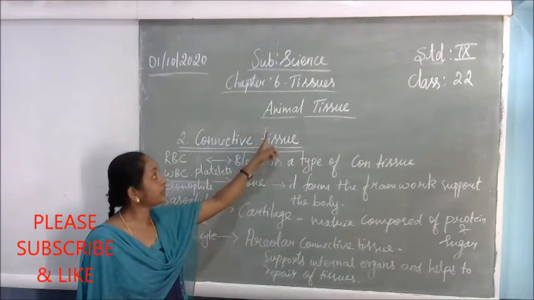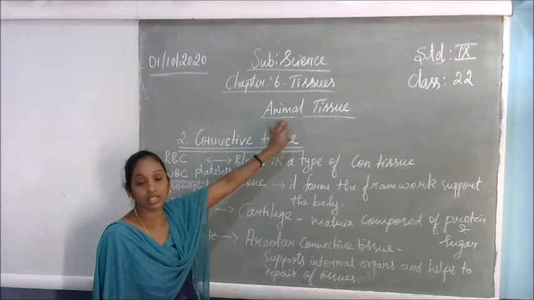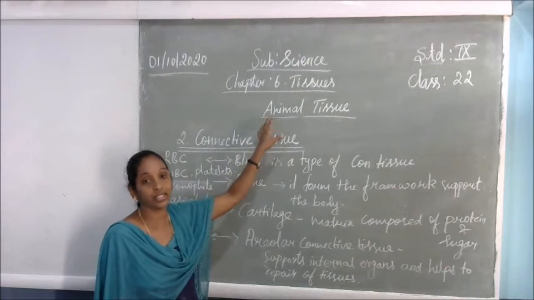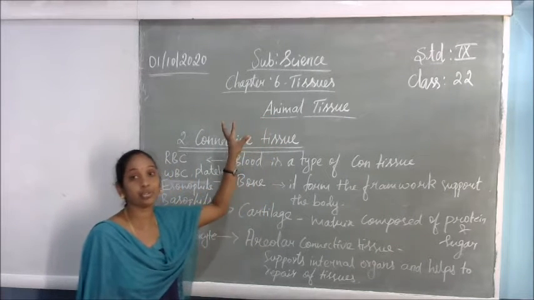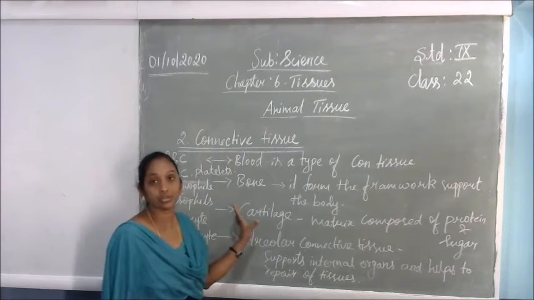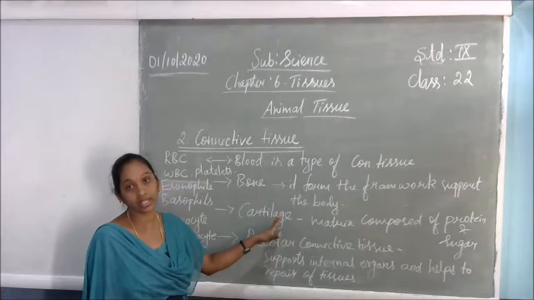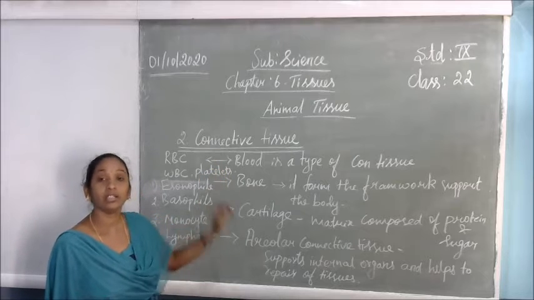In the last class, we discussed animal tissues. In that, the first tissue we discussed was epithelial tissues, okay. So epithelial tissues, what are the types of epithelial tissues, where are their locations, and what are their functions. Till there we discussed in the last class.